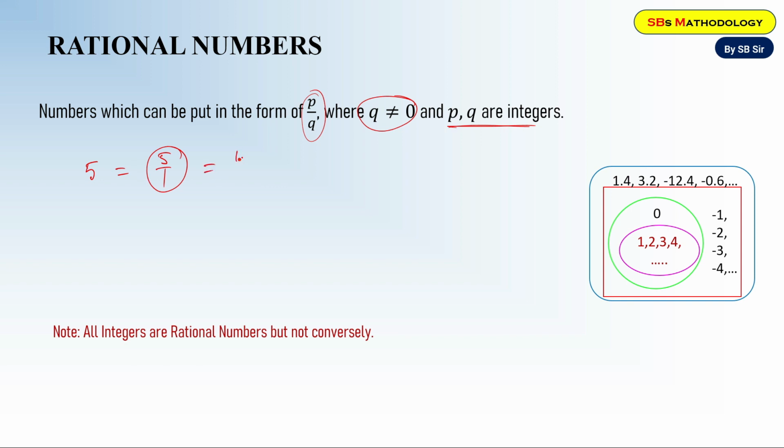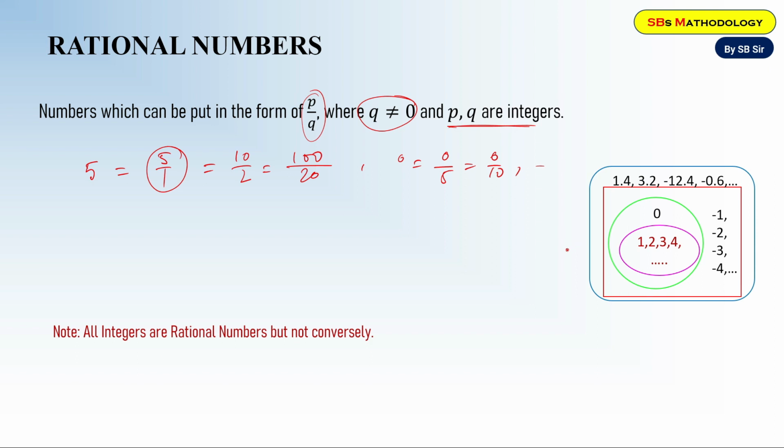Also you can write 5 as 10 by 2, also you can write 5 as 100 by 20. So in different ways we can express the integers as a rational number. So all integers are rational numbers, there is no doubt. We can also put the 0 as 0 equal to 0 by 5 equal to 0 by 10 and whatever. There are different forms in which we can put the zeros.